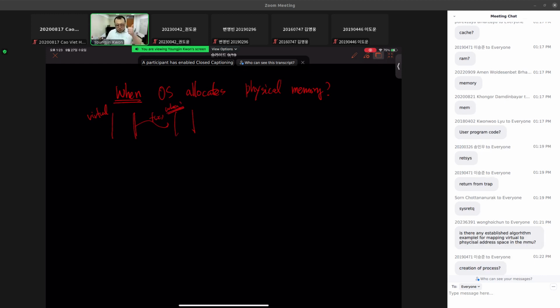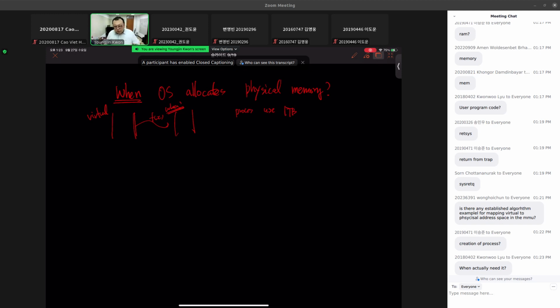Creation of process, good point. So let's bring up the idea. When the application is created, the mapping is created, fine. Then let's say a process uses 1 terabyte. Then do we want to allocate 1 terabyte of memory?